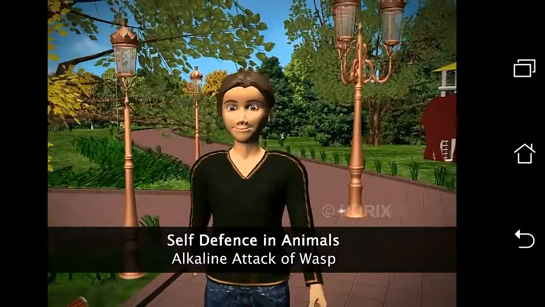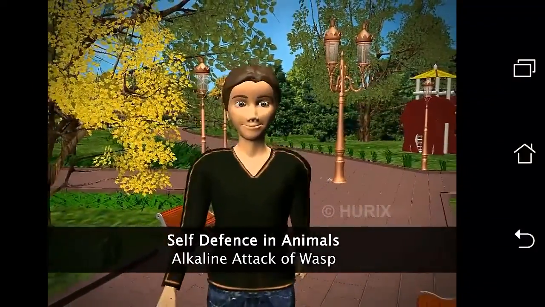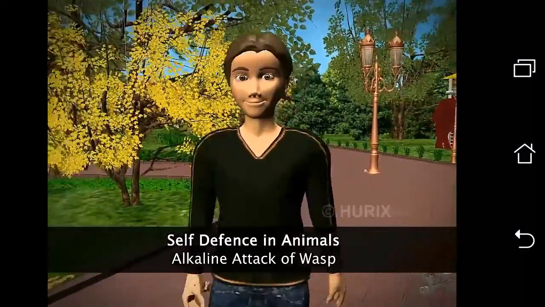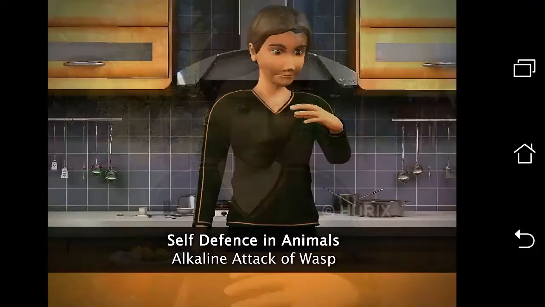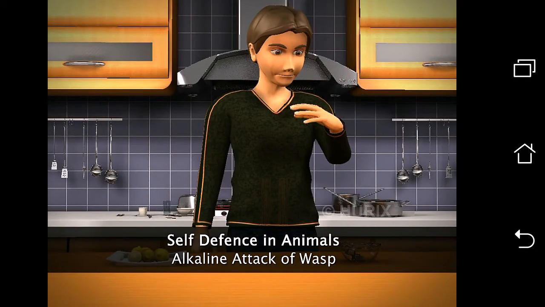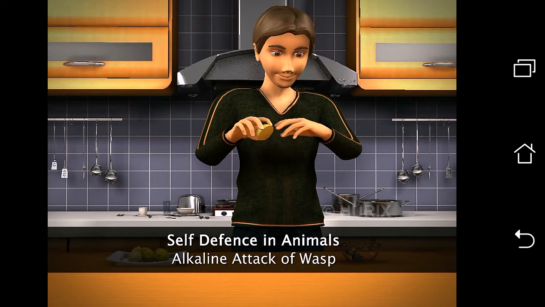Insects use pH as a defense mechanism through what is actually chemical warfare. The sting of a wasp contains a base that causes irritation and pain to the person stung. Can we neutralize the basic pH by applying an acidic solution? Yes, we can apply lemon because it contains citric acid.